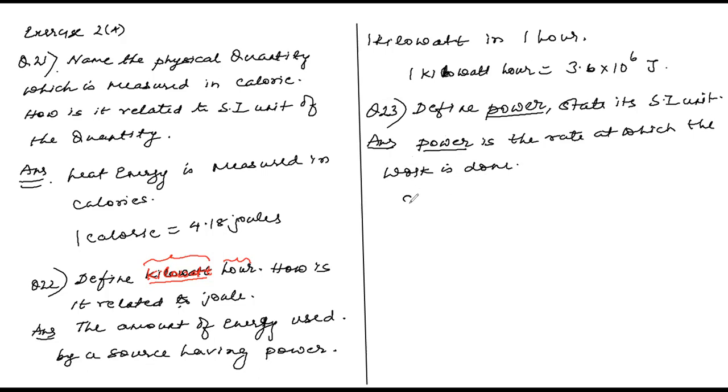Now, what is the SI unit of it? The SI unit of power is 1 watt. Watt. Now look here, children. The unit of power is watt. You need not say 1 watt. Watt, okay? Now look, we go to the next question.